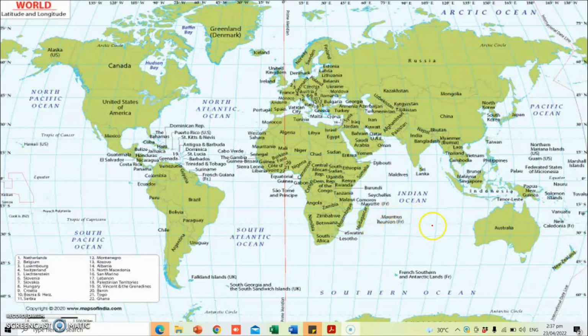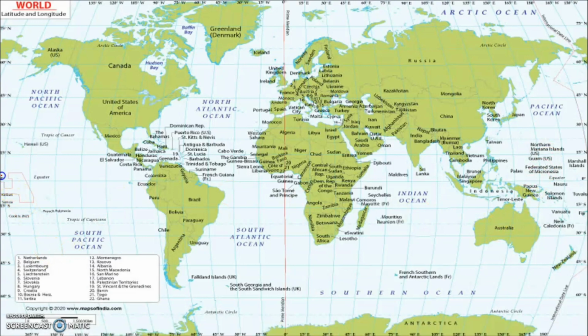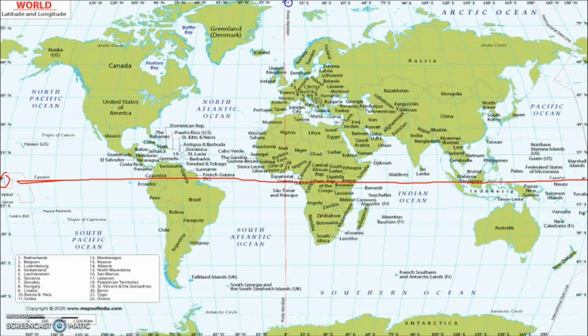Okay, panoorin natin ito. Una, tingnan nga muna natin kung nasaan yung Vietnam, Indonesia, Malaysia, Thailand, and China. As you can see, this is a world map. Nasaan dito ang ating equator? This one. Ito yung equator natin. Okay, nasaan yung bansang Vietnam? Nasaan muna yung primary meridian? Ayan, ito yung 0. This is the prime meridian.